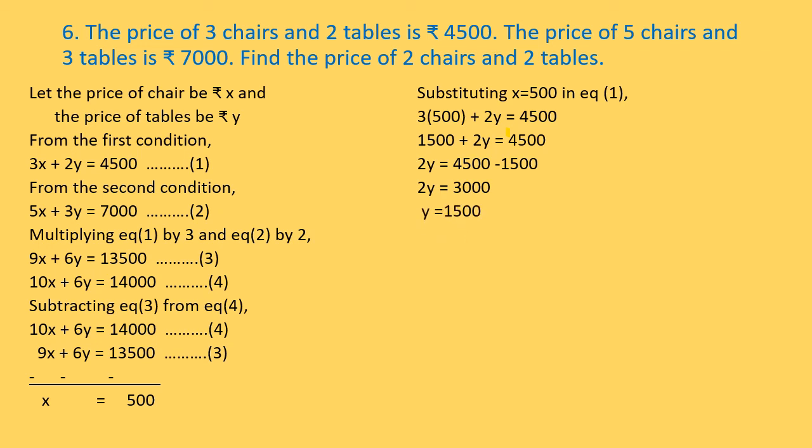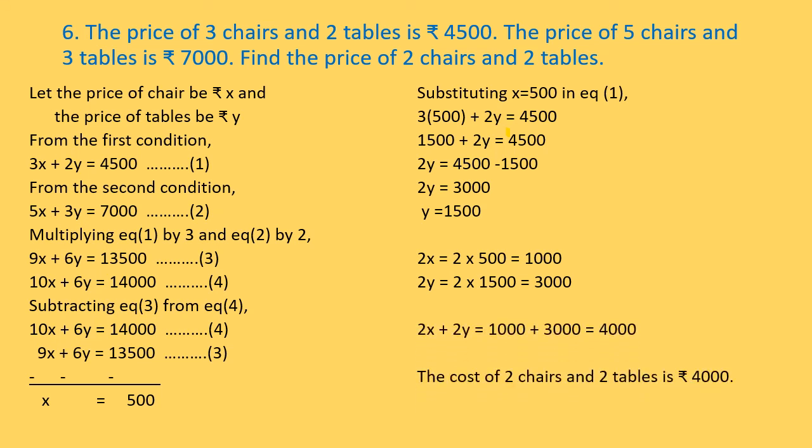Now the question given to us is to find the price of 2 chairs and 2 tables. So what is the price of one chair? It is 500, as we have found out x is equal to 500. So one chair is 500, so 2 chairs will be 1,000 rupees. Similarly, one table is 1,500, so 2 tables will be 3,000. And they're asking the price of both of them, so the total will be 4,000. So the cost of 2 chairs and 2 tables is rupees 4,000.